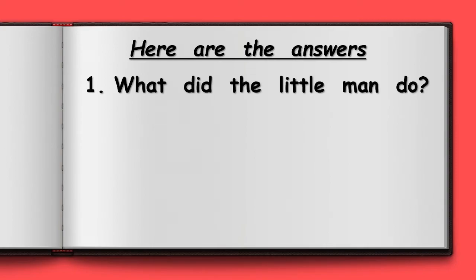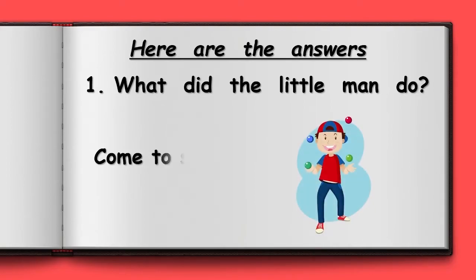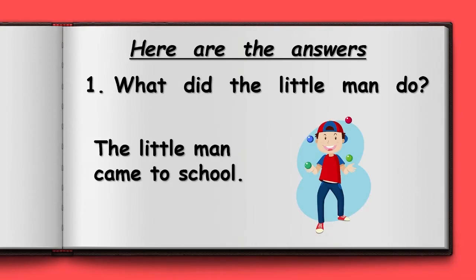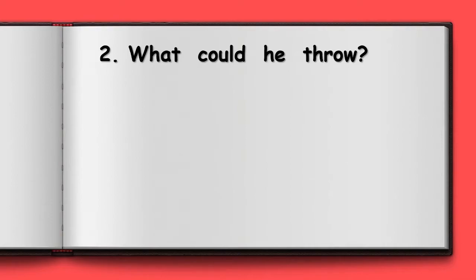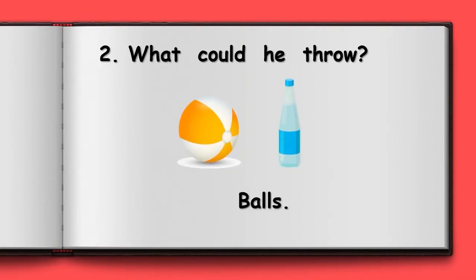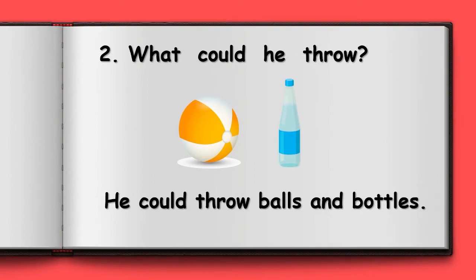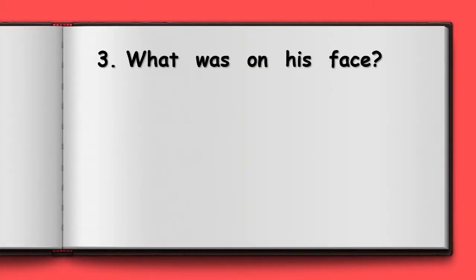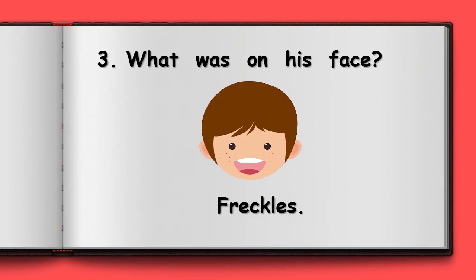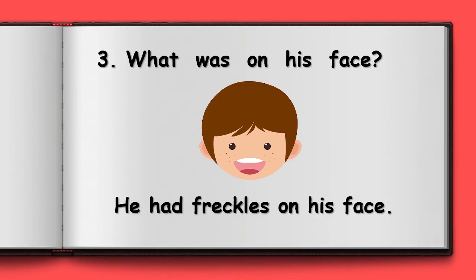What did the little man do? Come to school. The little man came to school. What could he throw? Balls. He could throw balls and bottles. What was on his face? Freckles. He had freckles on his face.